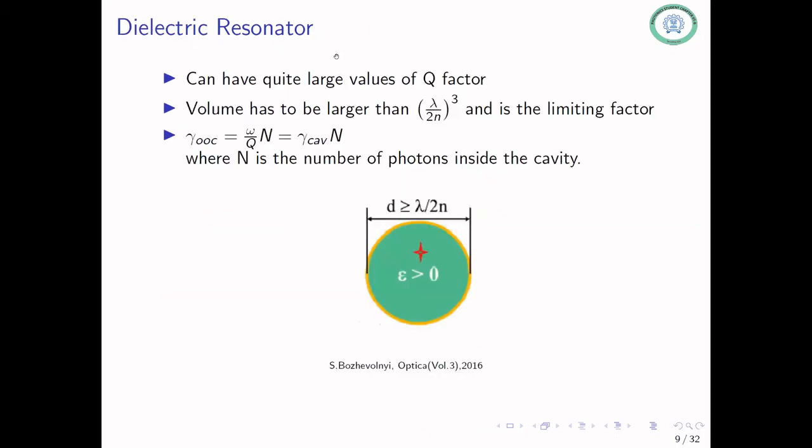First of all, we'll take up the dielectric resonator. In a dielectric resonator, this will be some kind of a column, or some kind of a nanostructure which you can fabricate out of some dielectric. And generally, you won't have lots of losses in the dielectric structure, so you can have quite large values of Q factors, of the order of 10⁵, easily feasible. But your problem is that your volume has to be at least this much, because to form a mode, you'll take at least lambda by 2n distance in each direction. So this is your limiting factor, so you can't really do much about the volume.